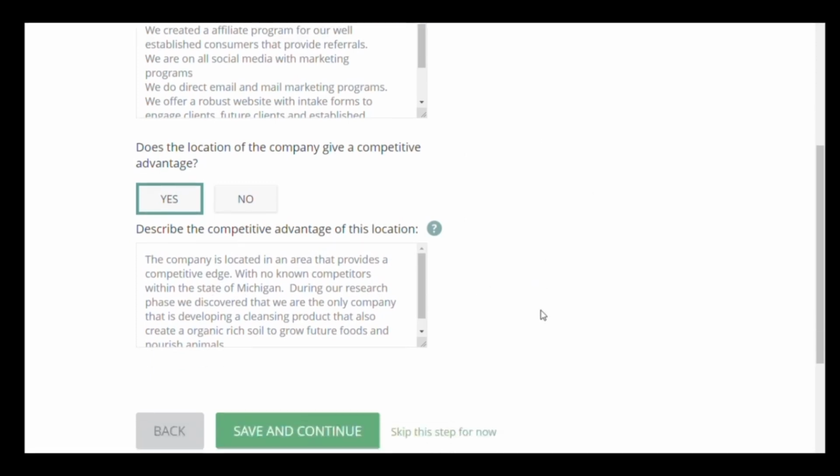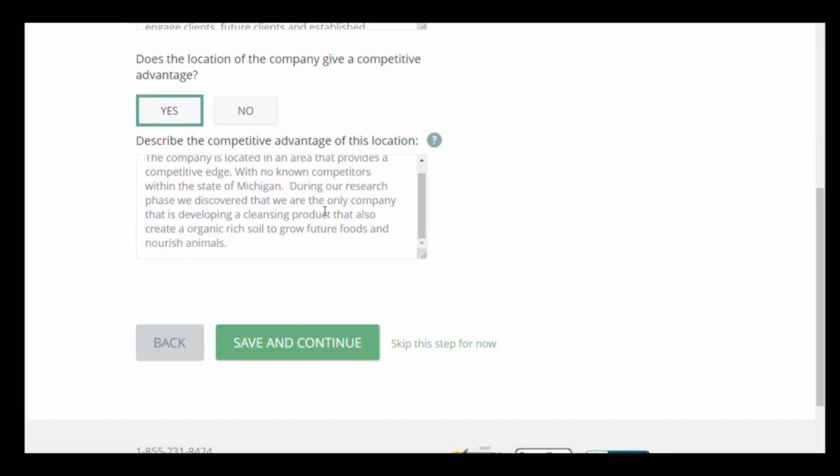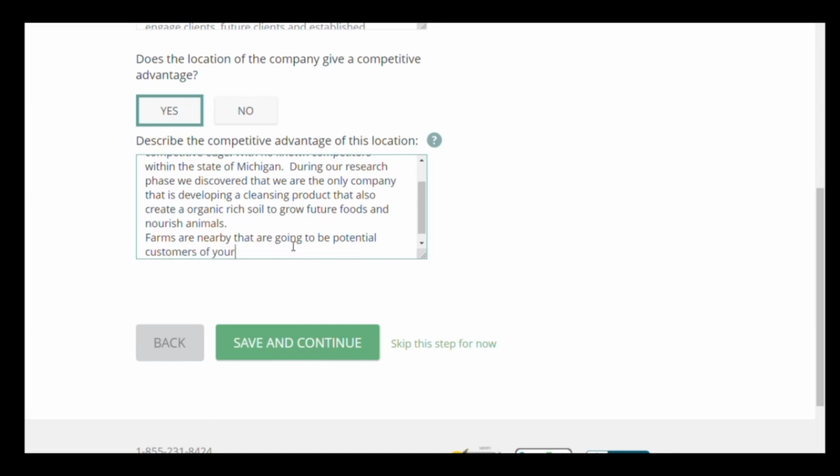So here I put the company is located in an area that provides a competitive edge with no known competitors within the state of Michigan. And during our research phase, we discovered that we were the only company developing a cleansing product that also creates an organic rich soil to grow future foods and nourish animals. You can also talk about how you have farms nearby that are going to be potential customers of our organic rich soil.